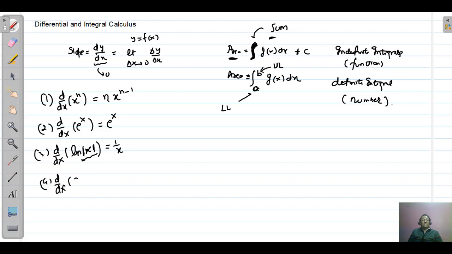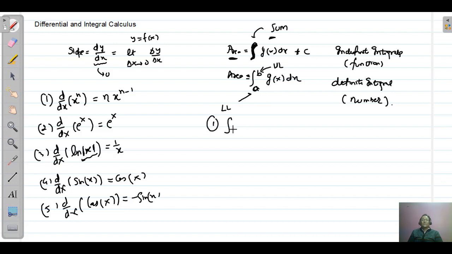The differential of sin x is cos x. The differential of cos x is equal to minus sin x. And there are many more formulas which we will give when required. Similarly, we can get the integral formulas. For example, the integral of x raised to the power n dx is equal to x raised to the power n plus 1 by n plus 1, plus c.